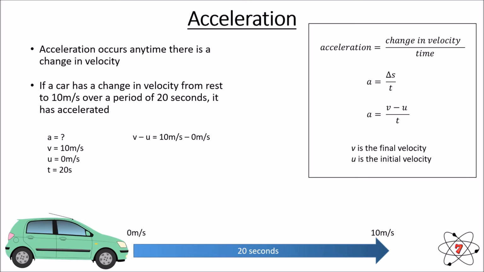So V minus U, final velocity minus initial velocity, equals 10 meters per second minus 0 meters per second, which is obviously going to give us 10 meters per second. So acceleration is equal to 10 meters per second divided by 20 seconds, which gives us 0.5 meters per second, which sounds rather clumsy, so we can say acceleration is equal to 0.5 meters per second squared. The unit of acceleration is meters per second squared.